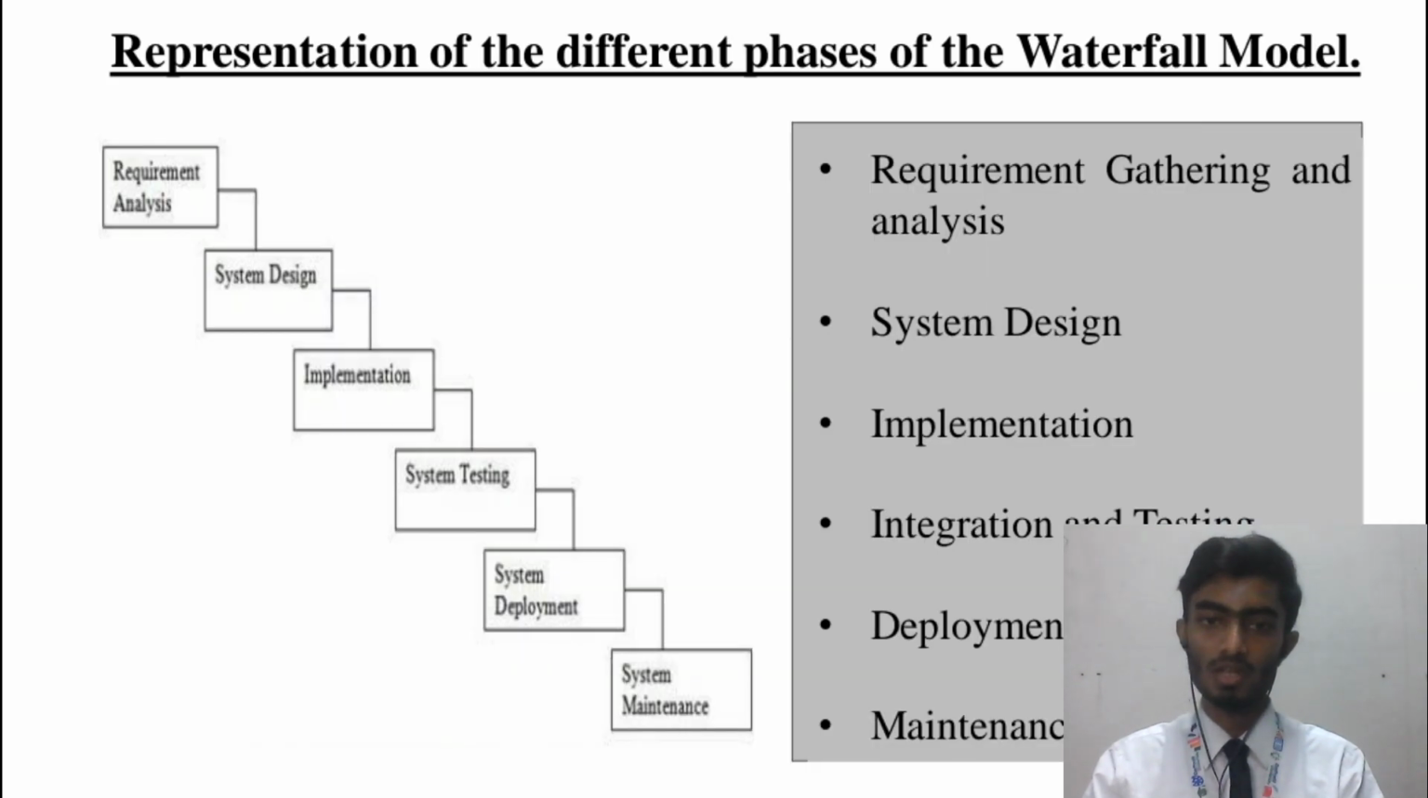In the third slide, we can see the representation of the different phases of the waterfall model. As we can see, there are 6 different stages of waterfall model. First, developers gather the requirements and analyze them. Then they design them. Thirdly, they implement them. And then they do the integration and testing for searching the bugs and errors. Fifthly, they deploy the system on the market. Lastly, they do the regular maintenance.